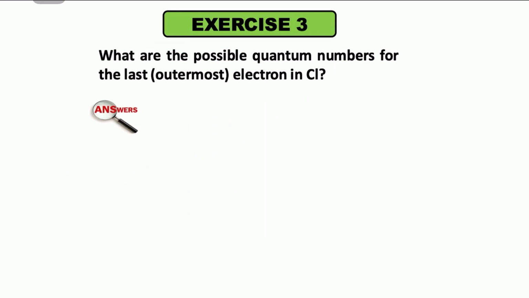Okay, next, let's see exercise 3. What are the possible quantum numbers for the last outermost electron in chlorine? So chlorine, we know that it has the proton number 17.